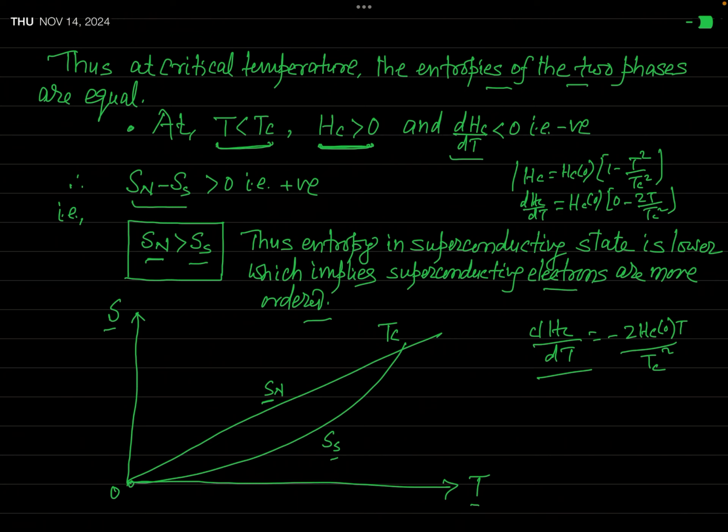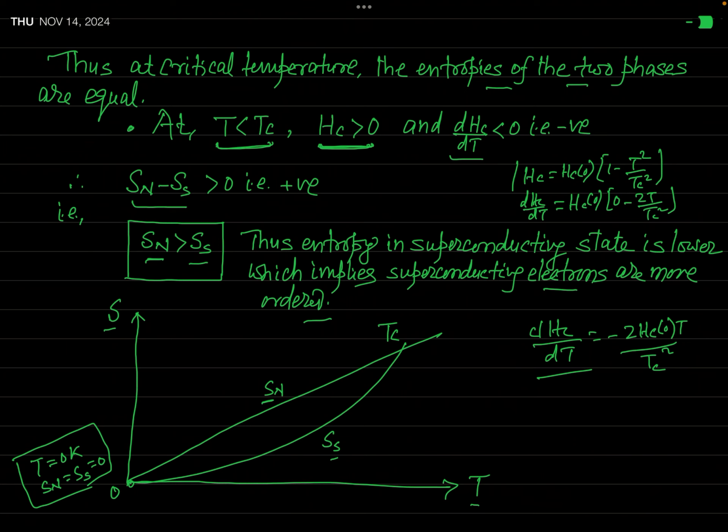And you can see at T equal to 0, T equal to 0 K, Sn is equal to Ss, and both are equal to 0. Actually, this is the third law of thermodynamics. At 0 Kelvin temperature, entropy vanishes. So the entropy of the superconducting state and the normal state both are 0 at 0 Kelvin temperature.